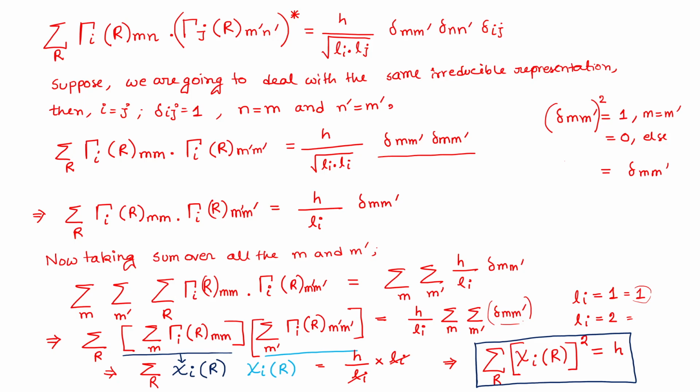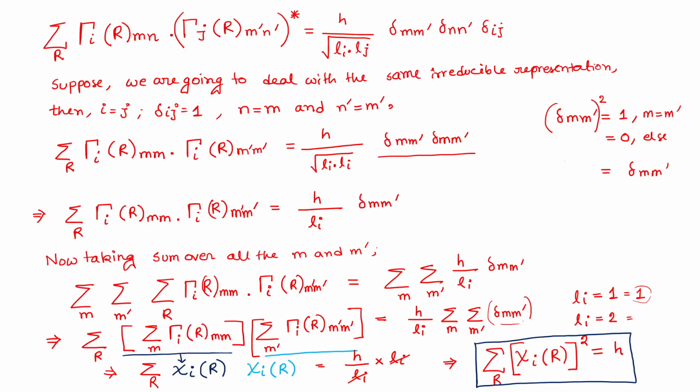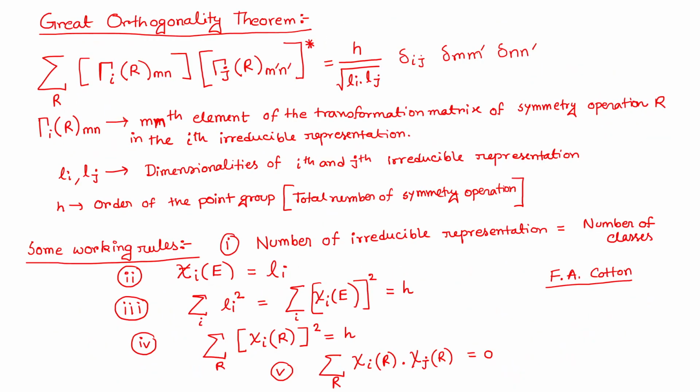You can always pause the video and check it, but the main thing is that we are going to use this formula, sum over R of the character of a symmetry operation squared, which is always going to give you the order of the point group. And obviously another equation we are going to use is this fifth one, where it is talking about the orthonormality of the characters of different irreducible representations.